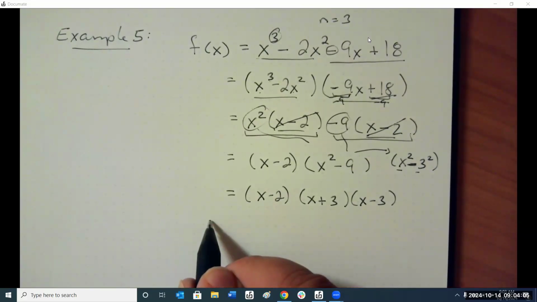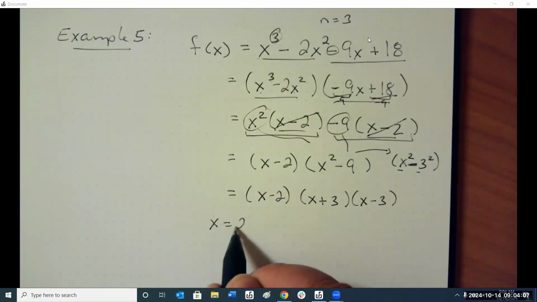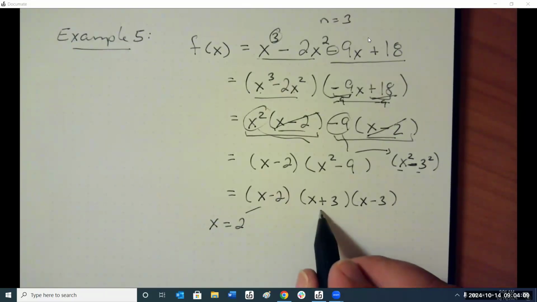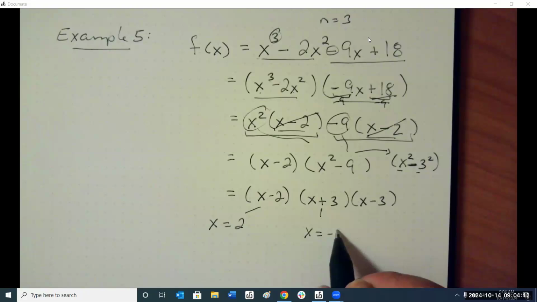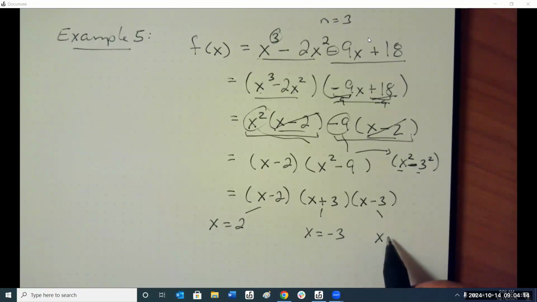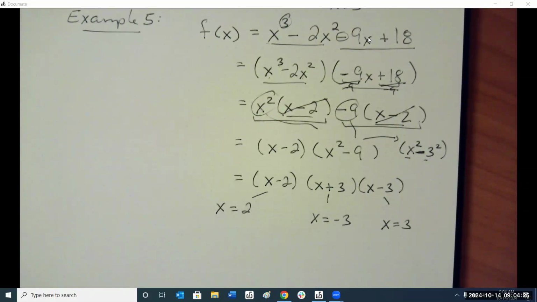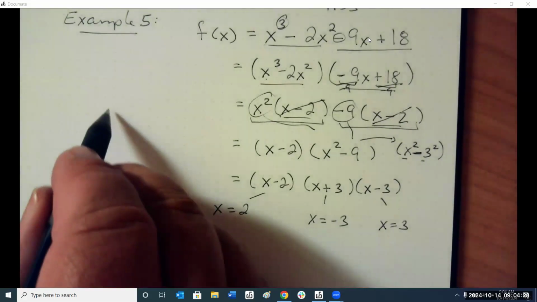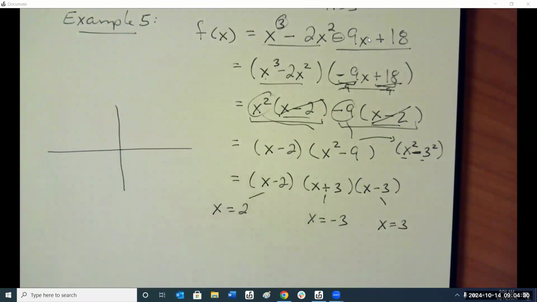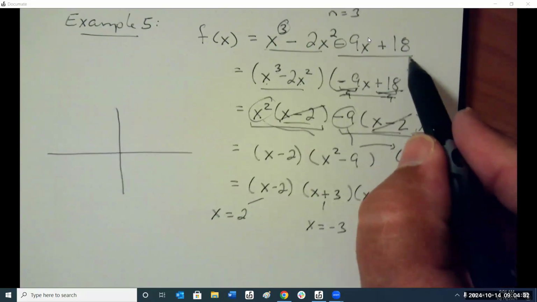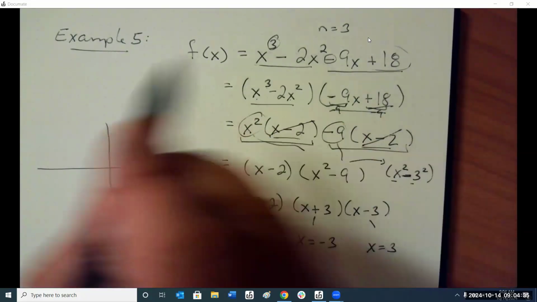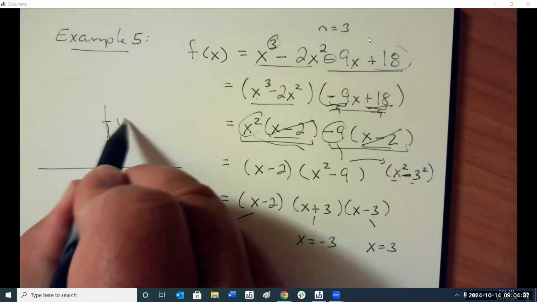So our zeros: x equals 2, x equals -3, and x equals 3. Those are our zeros, our x-intercepts. Okay, we know the y-intercept is the constant, which is 18, so it's going to be at 18. There's a point there.